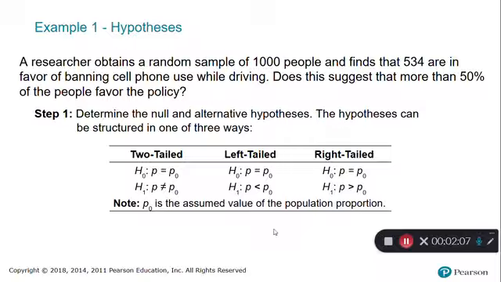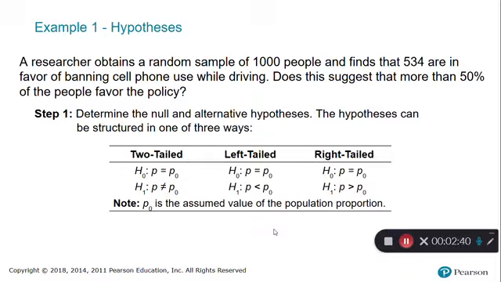First we have our two-tailed test. For the two-tailed test, H0 would be that P is equal to P0. That's just that the population proportion is equal to the proportion that was given to us. P0 is like the original proportion, right? H1 says P is not equal to P0. That would make it two-tailed, because if it's not equal, it could be either to the left or to the right.